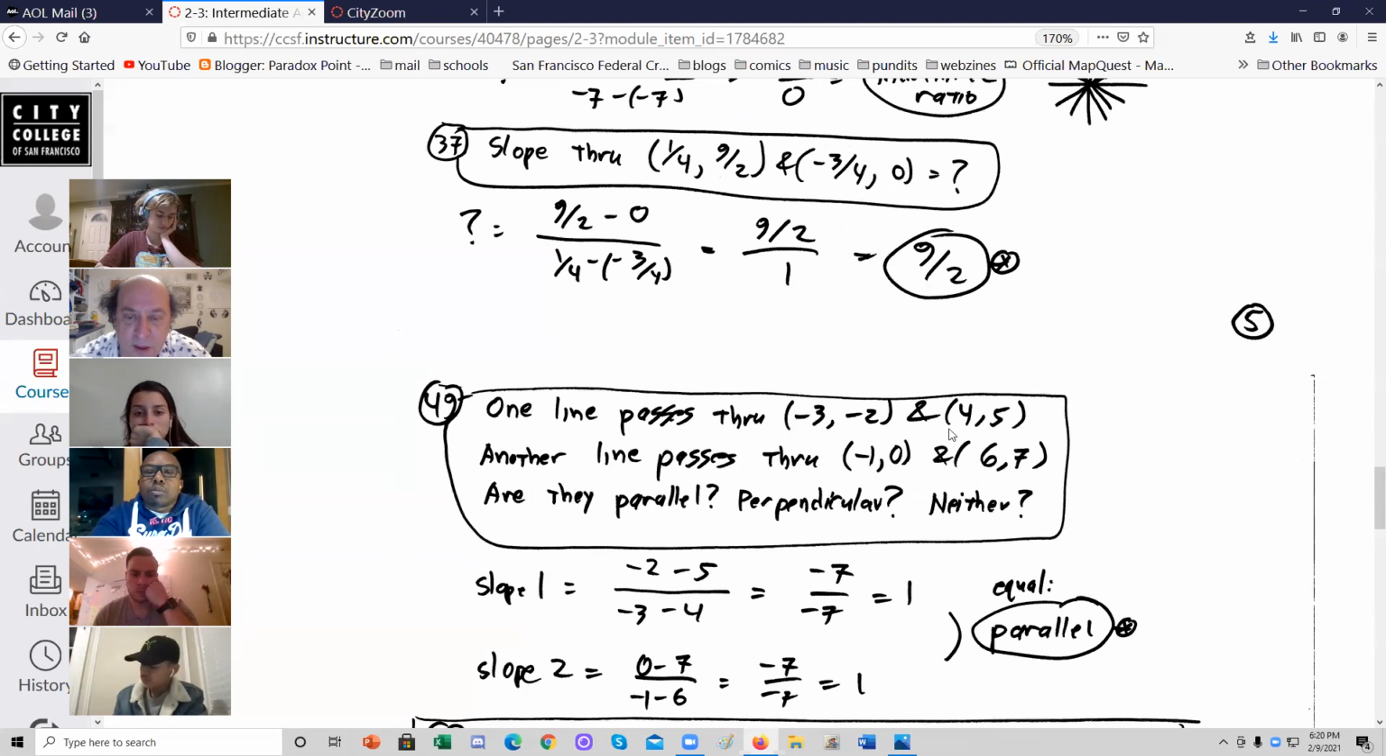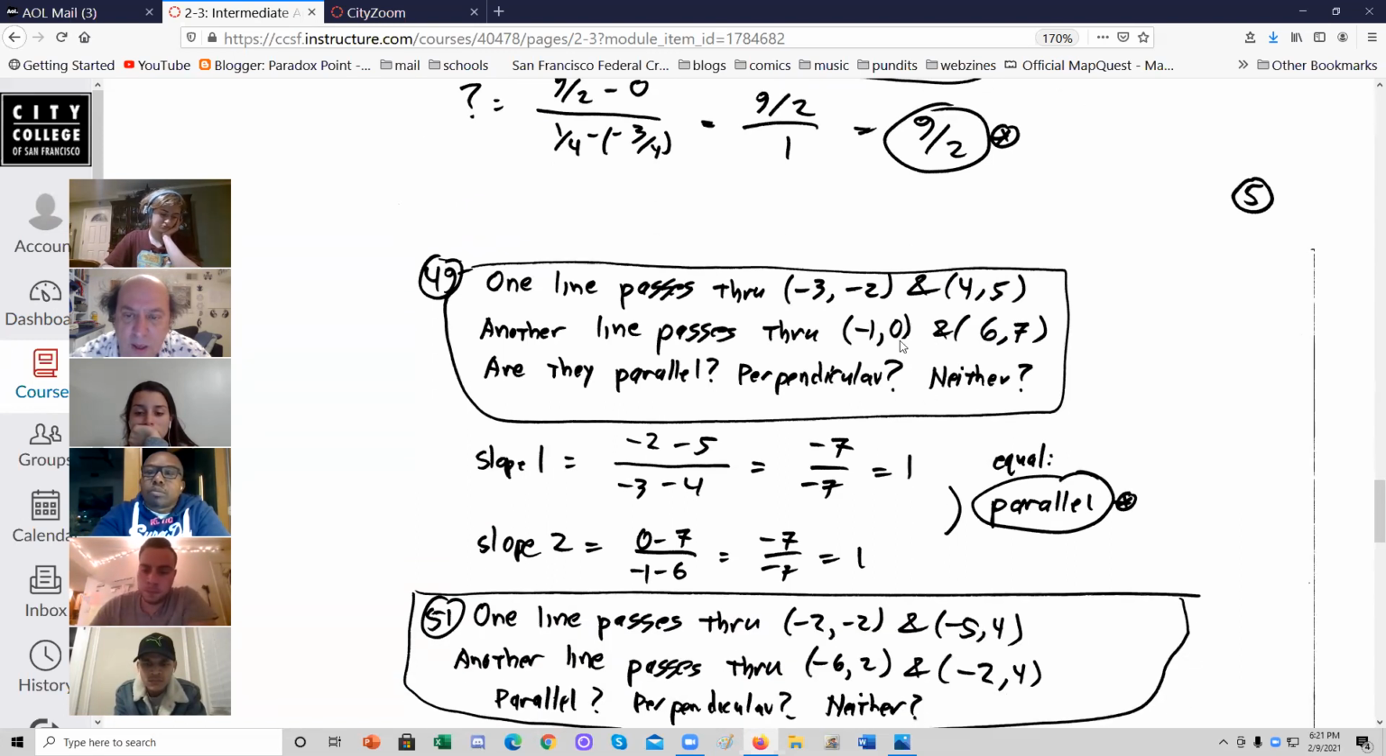Okay, here we have two lines. One passes through (-3, -2) and (4, 5). The other passes through (-1, 0) and (6, 7). Are these lines parallel? Are they perpendicular? Are they neither? Okay, for this line here, the slope is -2 minus 5 over -3 minus 4, which comes out to -7 over -7, which is 1. The other line, the delta y is 0 minus 7 in the numerator. Delta x is -1 minus 6 in the denominator. -7 over -7 is 1. Both have slope 1, which are equal, therefore they are parallel.